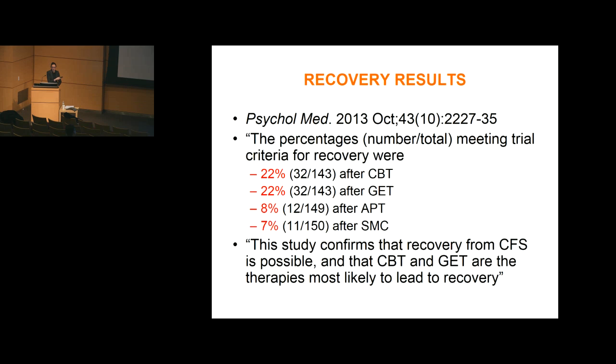And you can see that a higher percentage of patients achieved recovery in the two arms as opposed to the other two. So this study confirmed that recovery from CFS is possible and that these two treatments, cognitive behavior and exercise, are the therapies most likely to lead to recovery. So this trial dominated clinical policy in the UK and other countries in both government-funded healthcare and private medical insurance. So it got a lot of attention because it was going to change the way these patients were treated.